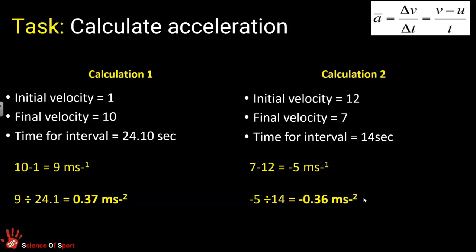So you might translate this as a deceleration. The object was going from a faster to a slower velocity over a certain period of time. They are slowing down. This side, on calculation 1, is going from a slower to a faster velocity. They are speeding up. That's an acceleration.